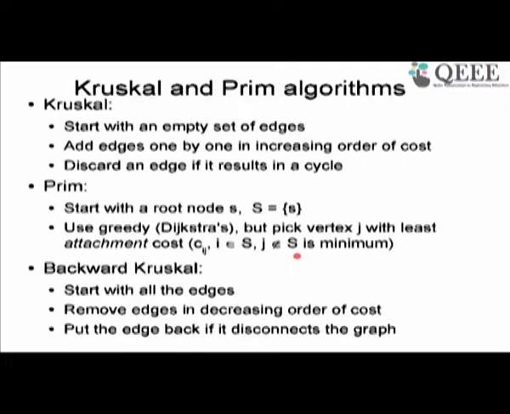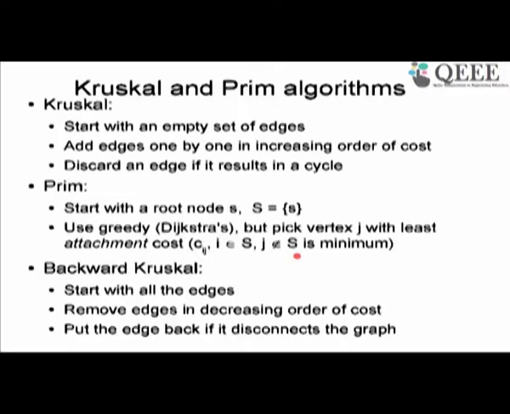The way it works is similar to Dijkstra. It says start with any node. Let's say we start with a node S. Because the graph is connected, it doesn't matter which node you start with. We use a greedy algorithm like Dijkstra, but rather than picking the vertex J which has the minimum distance written on it, which is what you do in Dijkstra's, right now we are going to pick the vertex J which has the minimum attachment cost. What is the attachment cost? The cost of Cij such that I is in S and J is not in S is minimum. The cost of attaching vertex J to the tree which you have constructed so far.